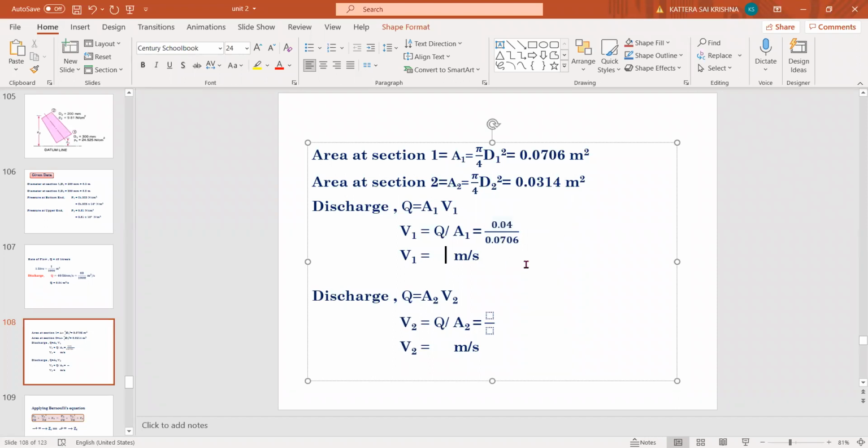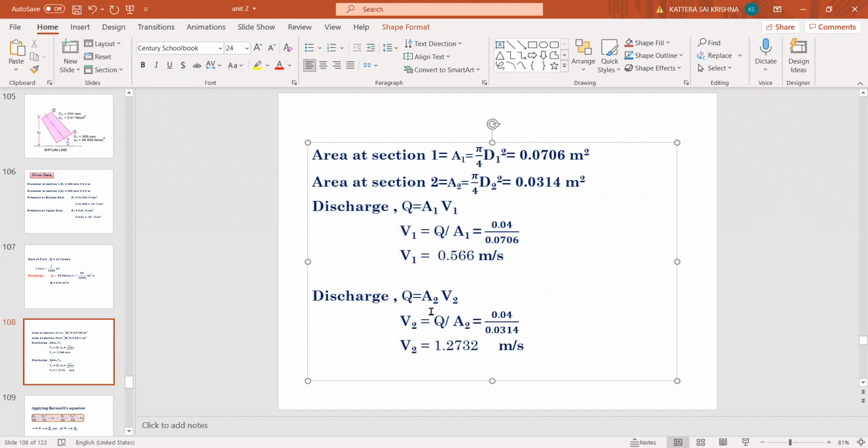We will get V1 equals 0.566 meters per second. Similarly, find V2 by using Q equal to A2 V2. So V2 equal to Q by A2, so 0.045 by A2, which is 0.0314. V2 equals 1.2732 meters per second.